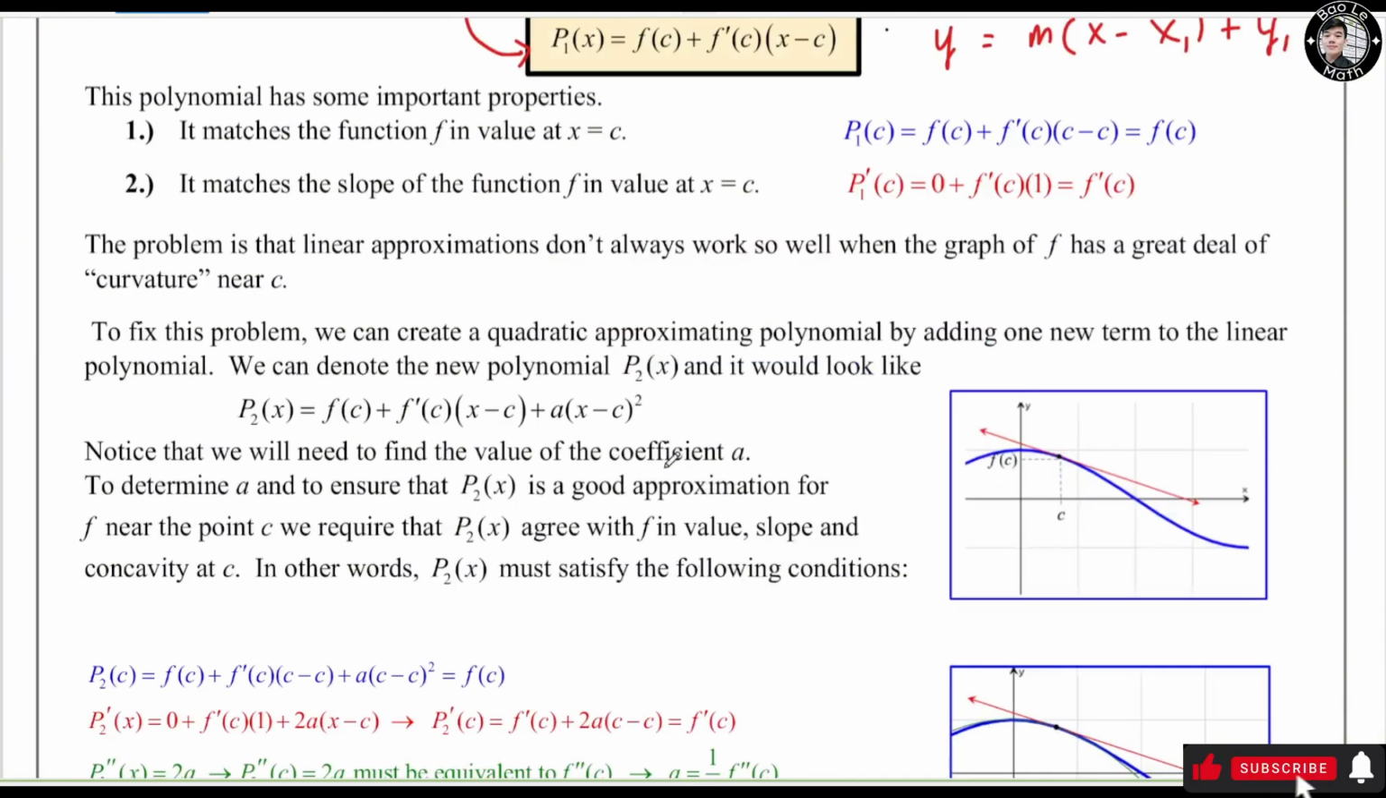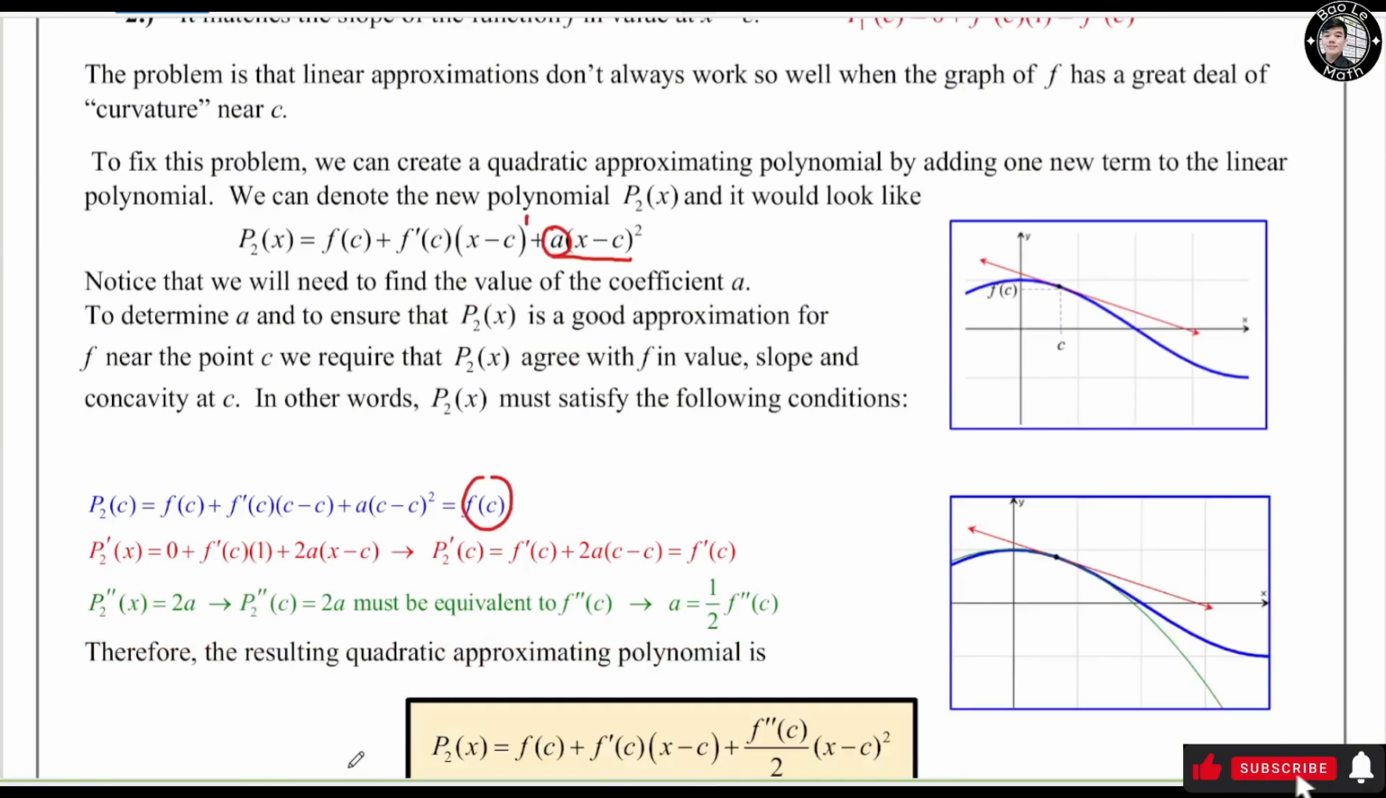So we just add a times (x minus c) squared. This one is the first degree, this one the second degree. Now we need to solve for a. So here's P2 of c where x equals c. We substitute over here and we get f of c. Now we take the derivative of this one.